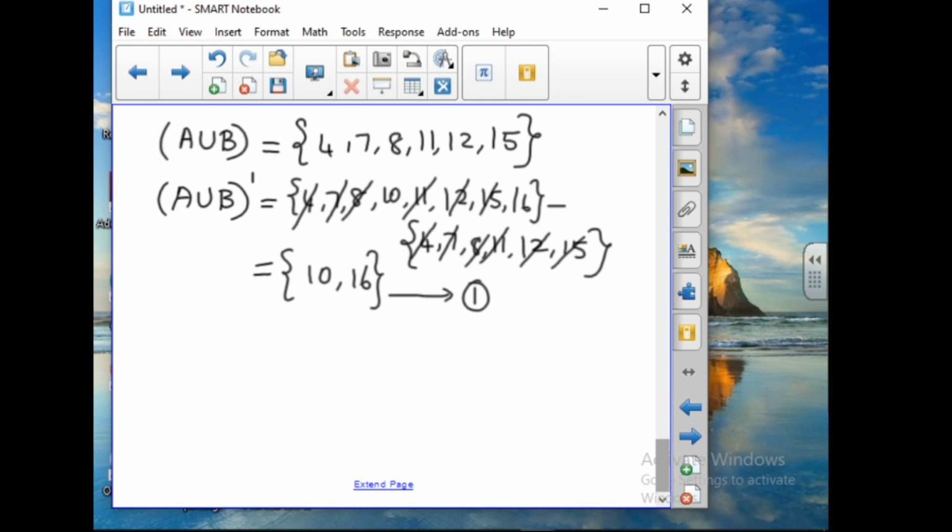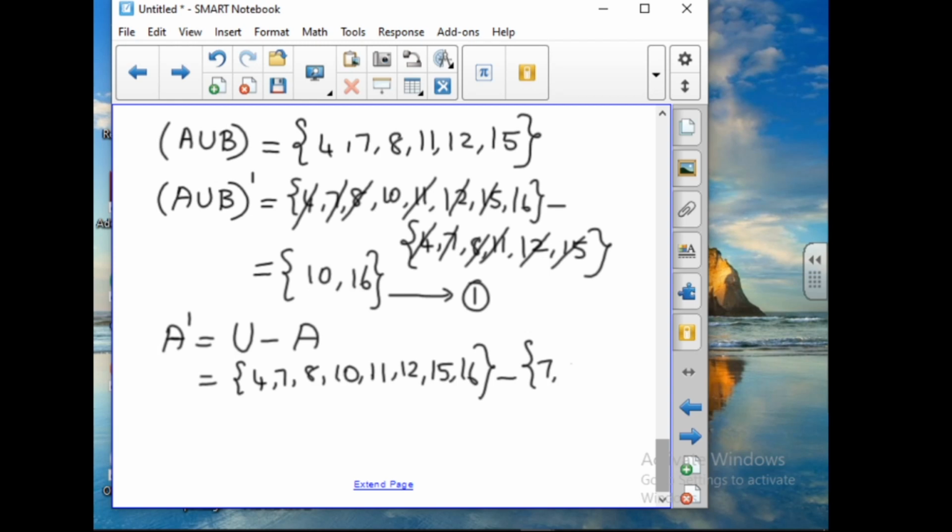Then next, right hand side, A dash. A dash means from the universal set you have to eliminate the set A. So the universal set is 4, 7, 8, 10, 11, 12, 15 and 16. The A set is 7, 8, 11 and 12. Okay. Common elements are 7, 8, 11, 12.